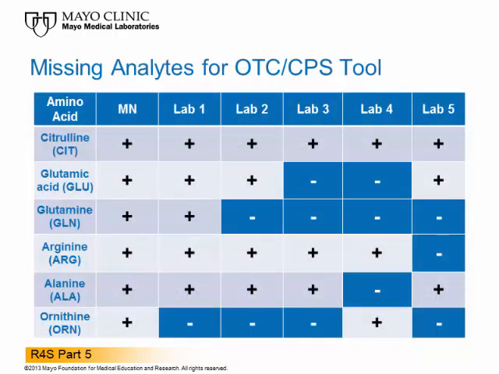This table summarizes the profiles described in the previous slides. These labs have different amino acid panels, but all of them, for one or more omissions, are prevented from using the OTC CPS tool available on the R4S website.